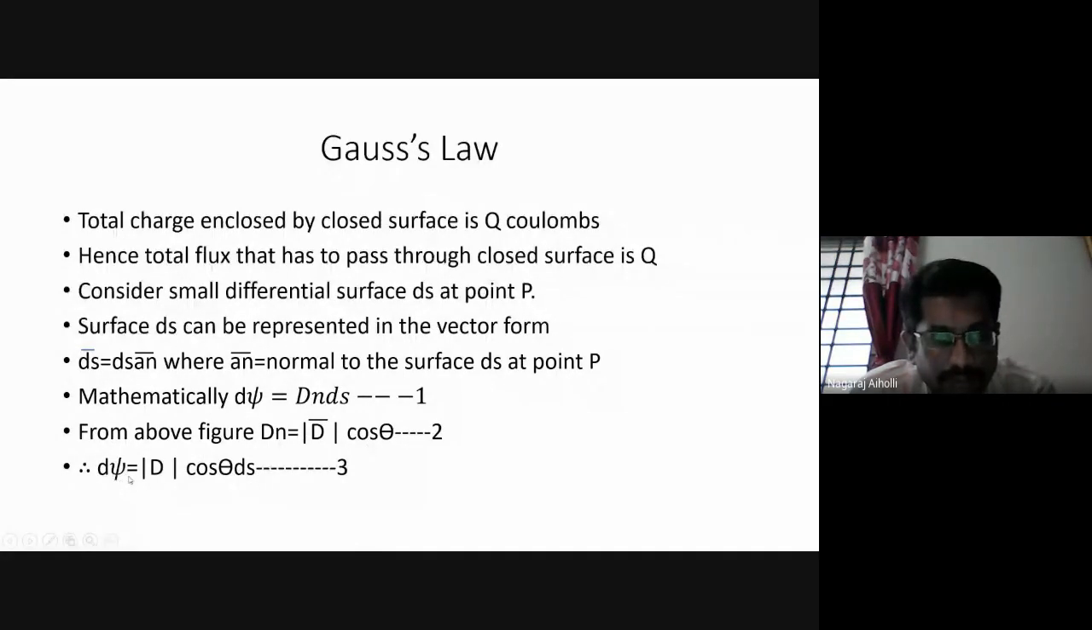Therefore, what will be the equation, students, here? D psi is equal to D bar cos theta ds. That is, dn is here, substitute in the above formula. Normal component of D is D bar cos theta. Therefore, d psi will be D bar cos theta ds. Take it as equation 3. D psi is D bar cos theta ds.